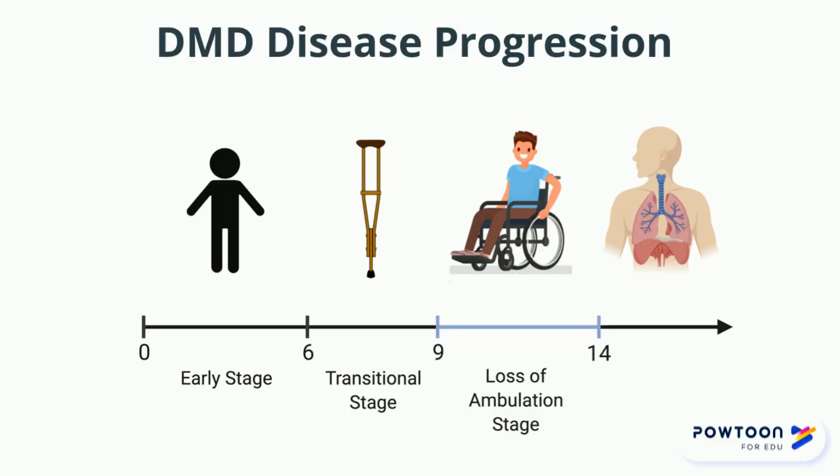Sometime between the ages of 10 and 14, boys with DMD will need to use a wheelchair. The final stage is the adult stage. This stage is characterized by difficulty in breathing as well as respiratory and cardiac problems. This is the stage that we will be focusing on for the remainder of this video.